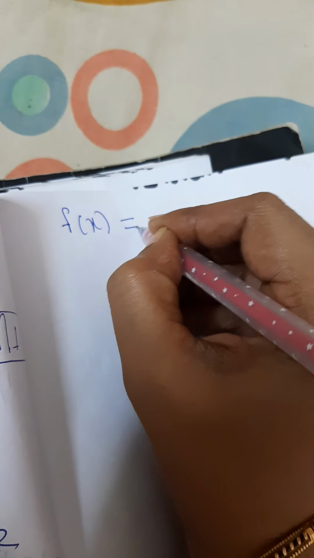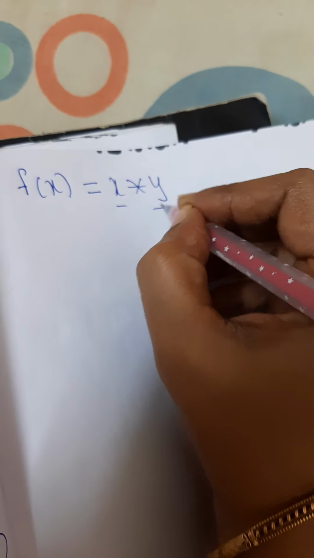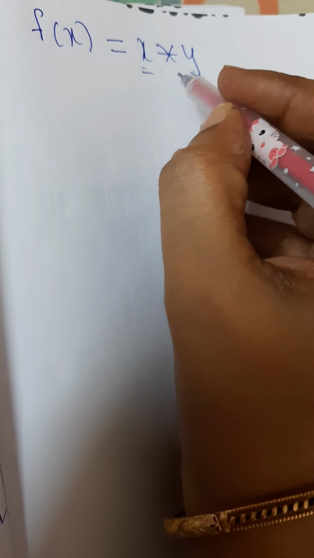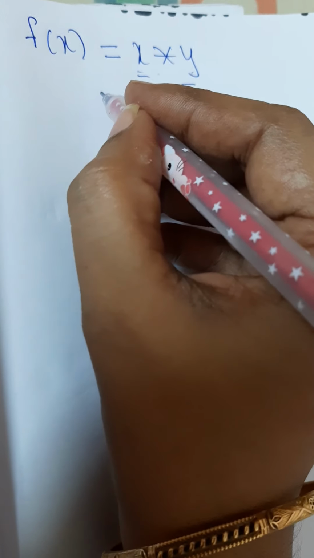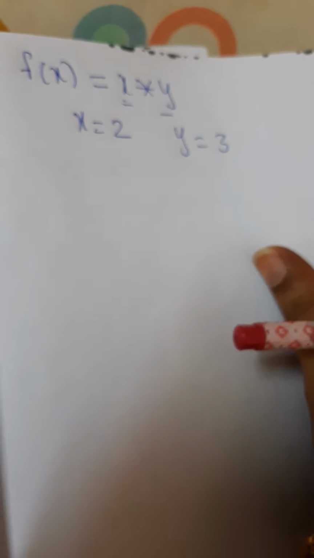Guys, we will start with an example. f(x) = x * y. We will construct the Turing machine for multiplication of two integers. So for multiplication of two integers, f(x) = x * y. Now, for example, let us take x = 2 and y = 3.